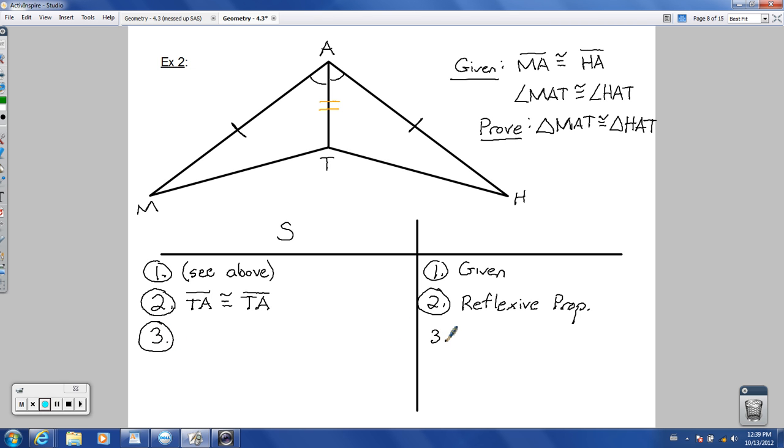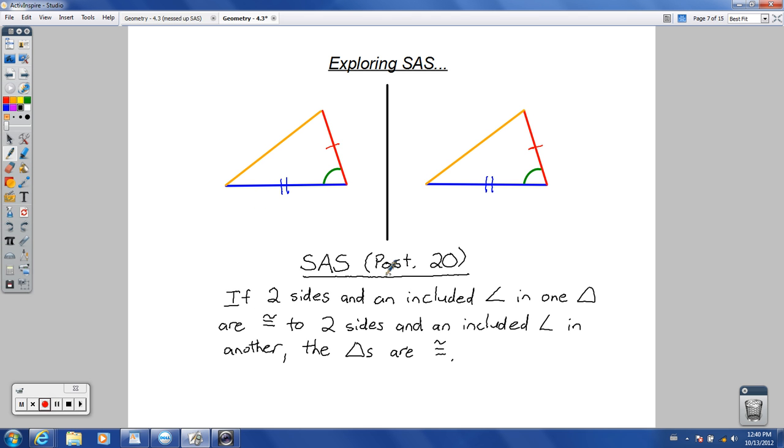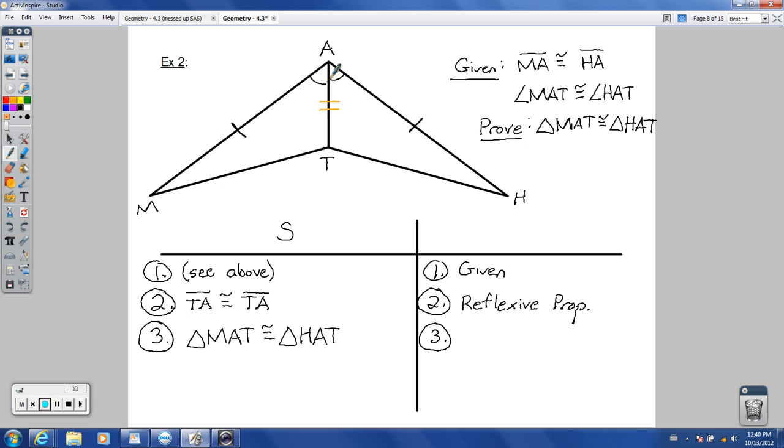Now, you might be amazed by this. This is only a 3-step proof. We're actually there. We're done. We're going to say that triangle MAT is congruent to triangle HAT. Now, why can I say that? Why are we done? Well, isn't this just a side, angle, and a side here matching up with a side, angle, and a side here? And we just said that if that were true, postulate 20, side angle side, if that's true, the included angle, is it the included angle? Yep, it's the included angle. It's the angle that they have here and here, between the 2 sides here and here. So this is it. I can just say side, angle, side.